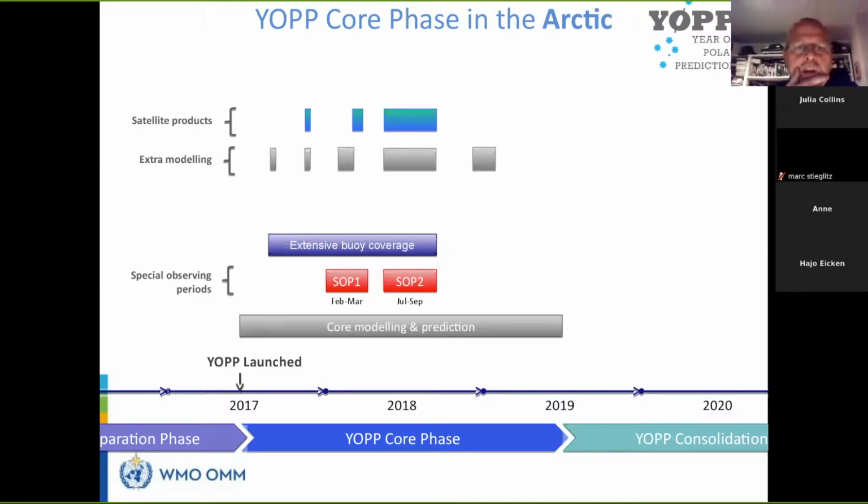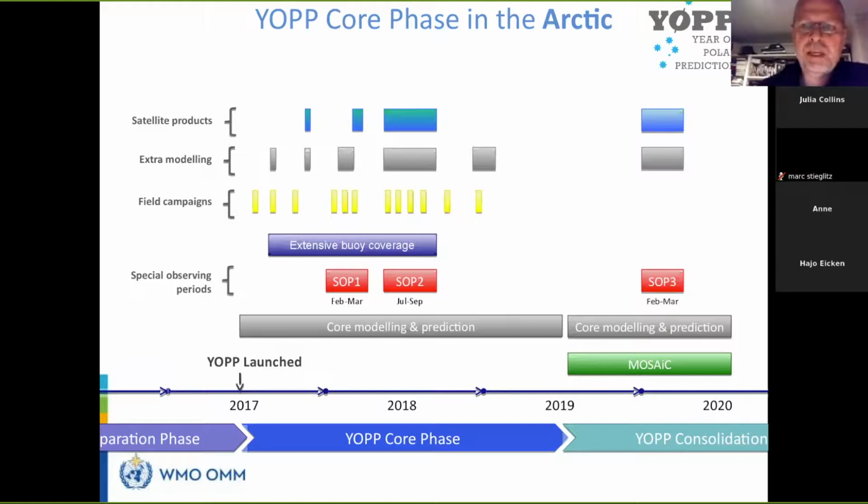And there is, of course, a lot of extra modeling effort, and a number of YOPP datasets have been provided by the modeling community. Although we have this special observing period, there are a number of field campaigns running throughout the whole period. So the special observing period is probably more related to additional radiosonde launchings than to the field campaigns in this context.